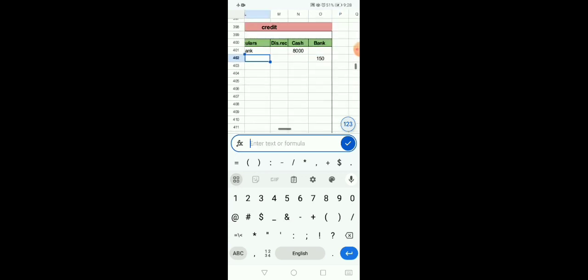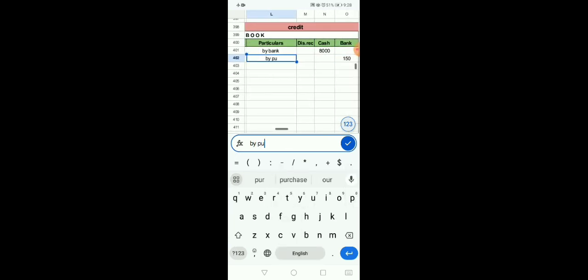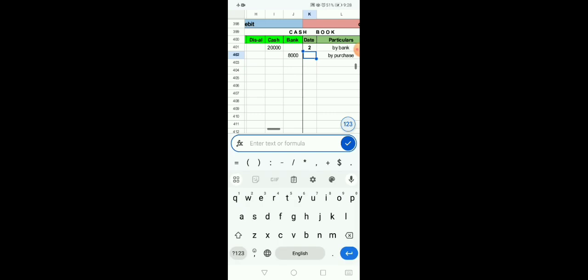And now see its reference. What is written on the opposite side of the bank? That is purchase. So you are going to write here "by purchase". Now see the date, which is 3. Write down date 3 in the date column. This way the entry has been completed.